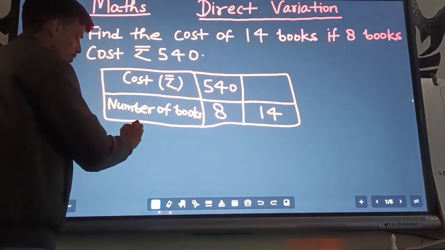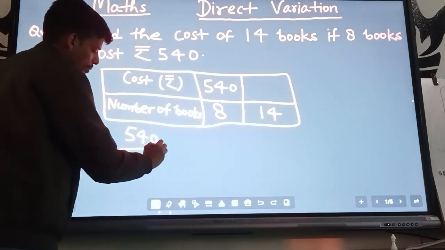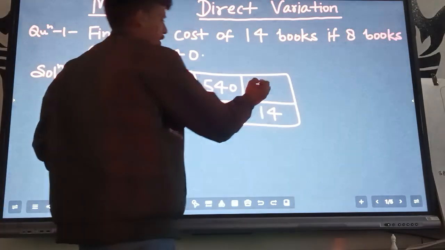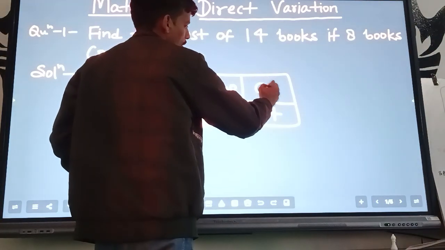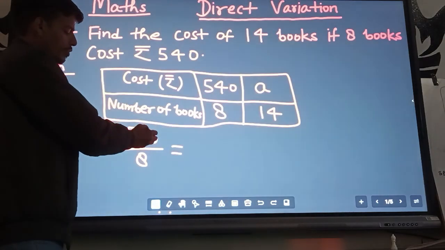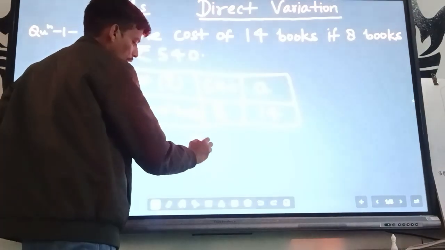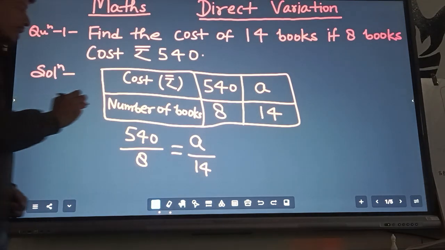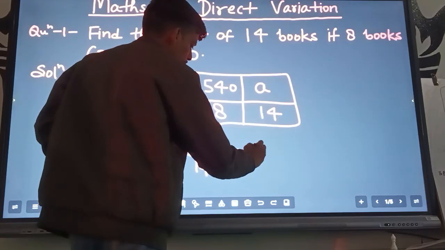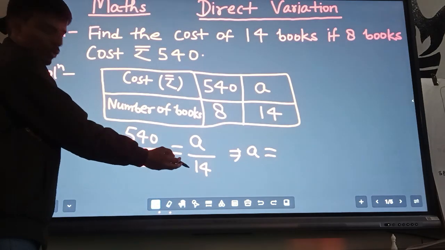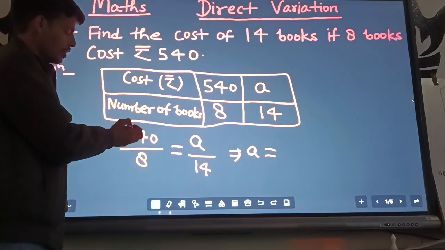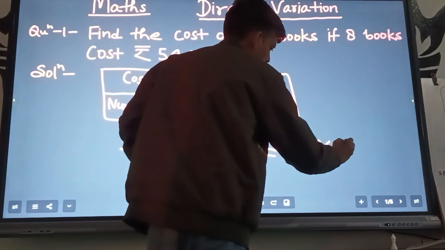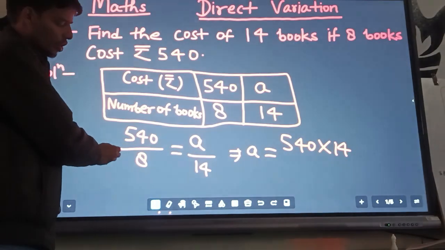Now we will write 540 upon 8 equals. Here the value is not given. So we take a variable like A, B, C, D. A means 540 upon 8 is equal to A upon 40. Now we solve this and find our answer. So A equals, the number 40 is cross multiplied by 540, 540 into 40 upon the denominator 8.